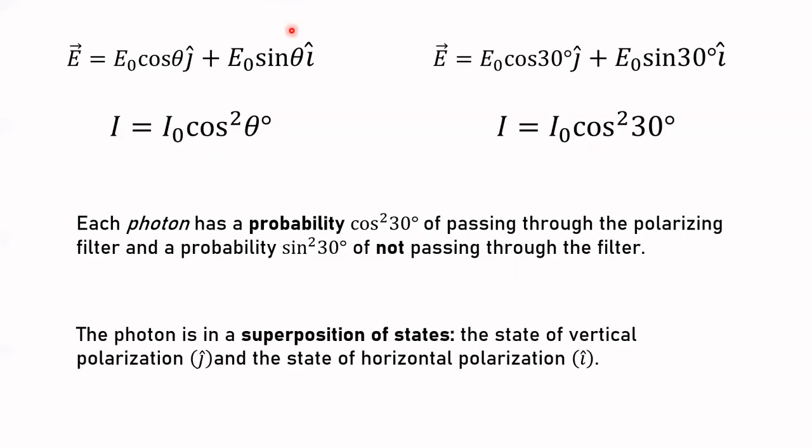I don't want to get to that slide quite yet. Components along the two orthogonal states. This state, J hat, is the state of being perfectly aligned with the polarizer. This state is the state of being crossed with the polarizer. So our photon is in a superposition of states. It's not just one or the other.